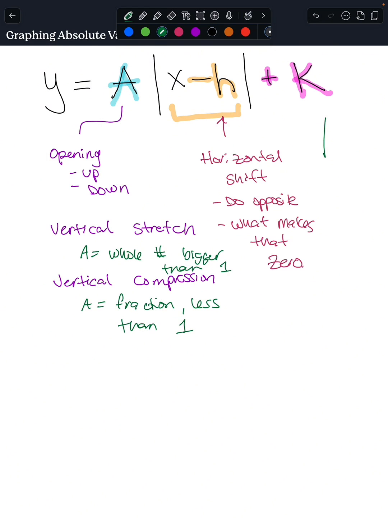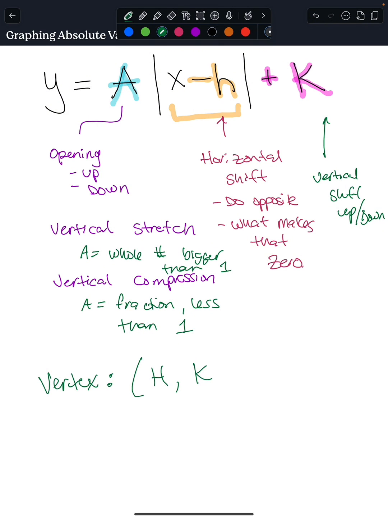And finally, for K, K is the easy one. K is your vertical shift, up and down. And you're going to end up doing whatever it says. So if it says +2, we go up 2. If it says -2, we go down 2. Okay? Your vertex, which is really, really important, is always at H, comma, K. So in other words, whatever is opposite of that H, or whatever made that 0, and then whatever your K was. All right. We're going to answer some of that in a minute.